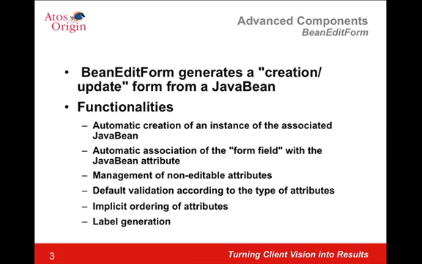The BeanEditForm component will generate a form from one of your Java beans. It will give you some very interesting functionalities. It will automatically create an instance of your Java bean. All the labels of the form will automatically be generated by Tapestry, thanks to the attributes of our Java bean. We will be able to manage non-editable attributes by using annotations, and a validation mechanism is available. And you will be able to customize the components by using its reordering attributes or CSS classes. The BeanEditForm is based on two components for analysis of your Java bean, the BeanEditor and PropertyEditor.